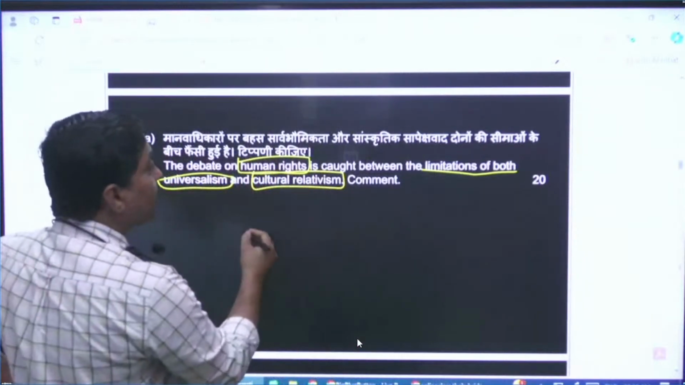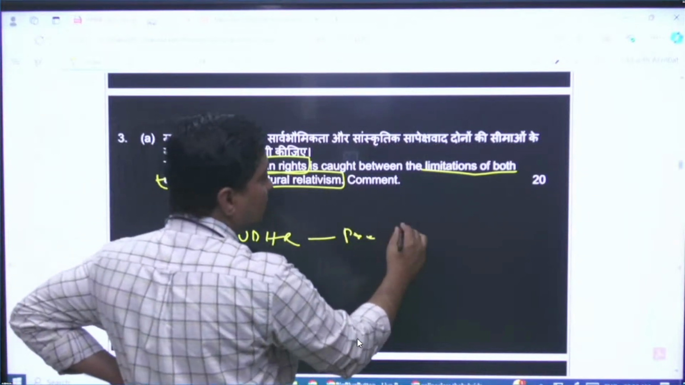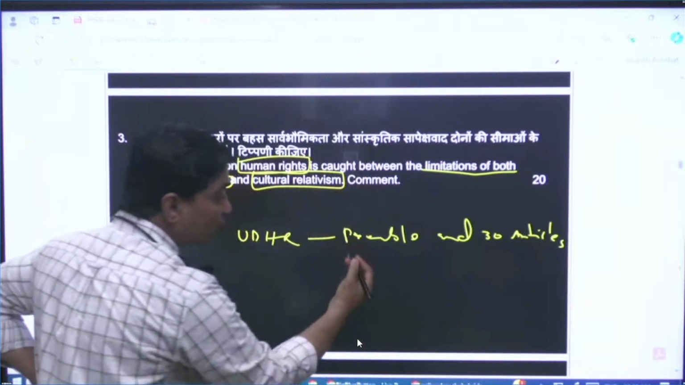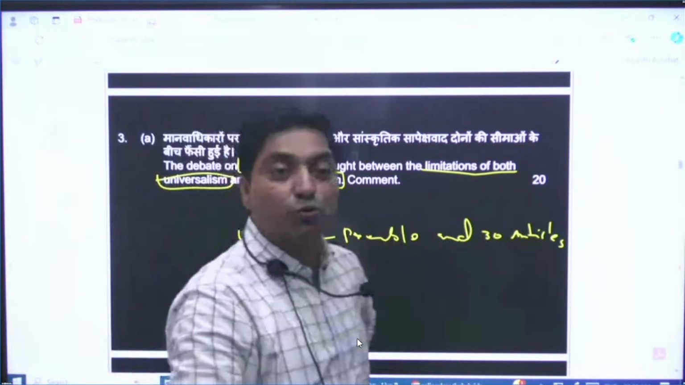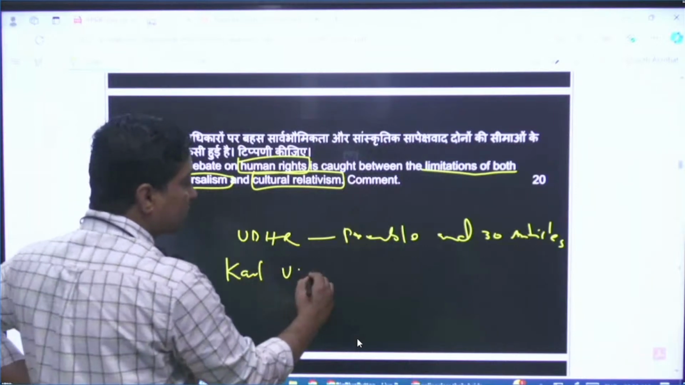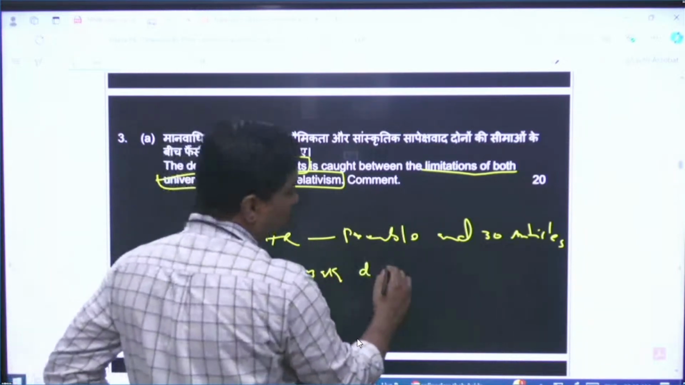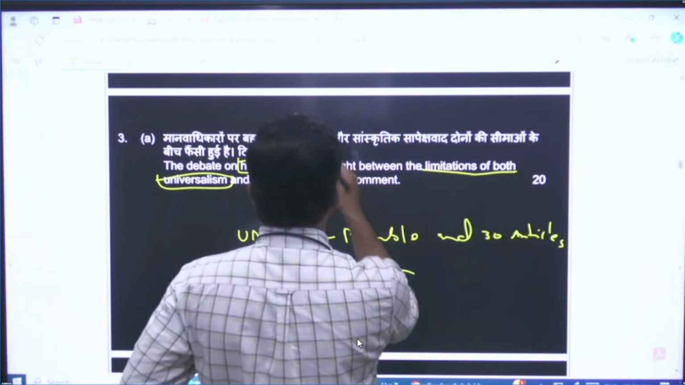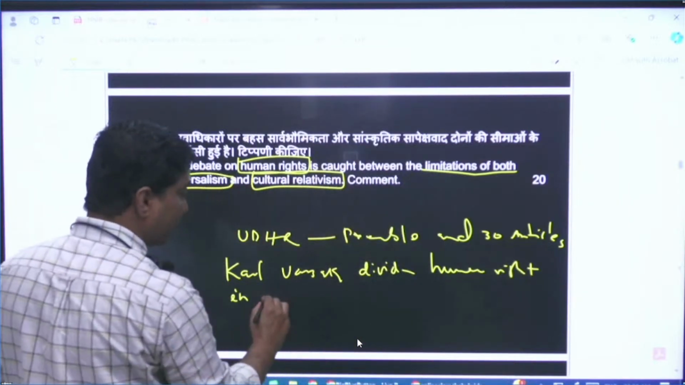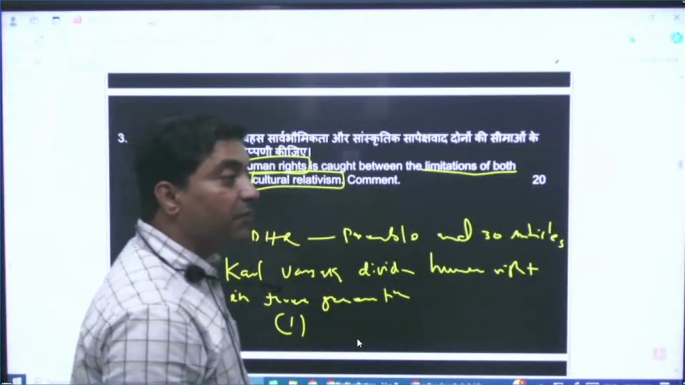If you look at the UDHR, it has a preamble and 30 articles, and it provides a set of rights to all people of the world because of being human. And then you write about Karel Vasak. Karel Vasak divided human rights into three generations of rights. The first generation of rights is civil and political equality.